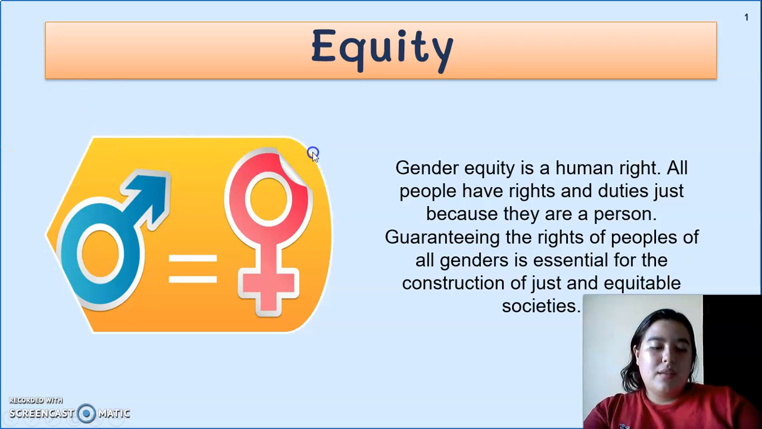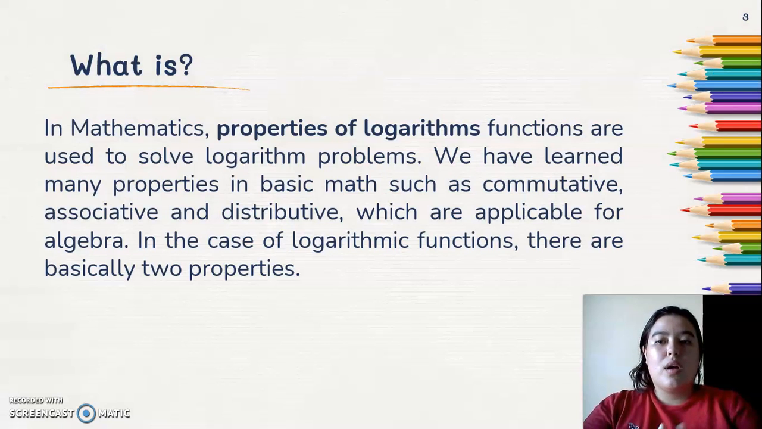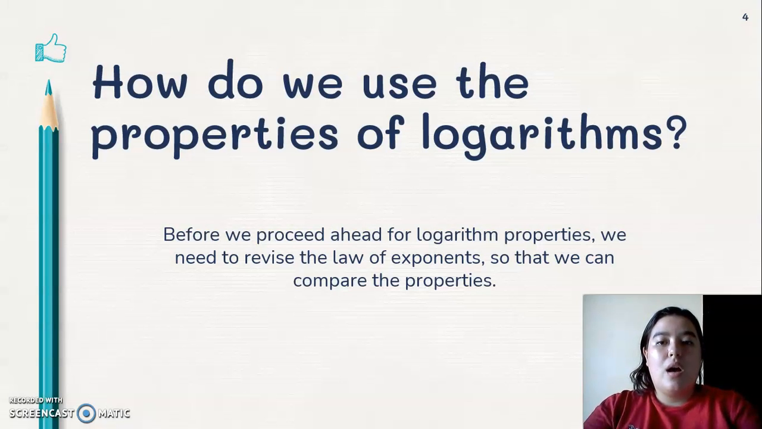Okay, so let's continue. In this way we are going to see properties of logarithms. And what is it? In mathematics, properties of logarithm functions are used to solve logarithm problems. We have learned many properties in basic math, such as commutative, associative, and distributive, which are applicable for algebra. In the case of logarithm functions, there are basically two properties. So how do we use the properties of logarithms?